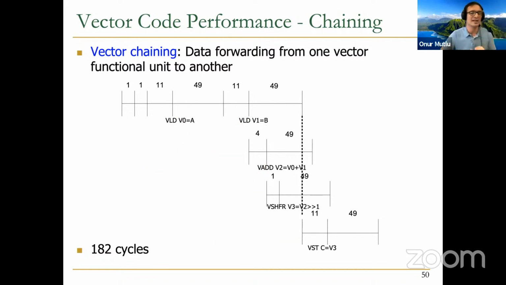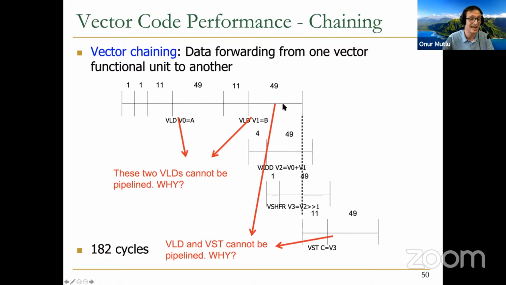Now, the question is, of course, always, can we do better? And now you need to look at the memory system. The rest of the parallelization is limited because we don't have enough ports in the memory system. So this vector load and this vector load cannot be parallelized or pipelined because their data is mapped to the same memory banks, and we have only one address generator, one port for each memory bank.